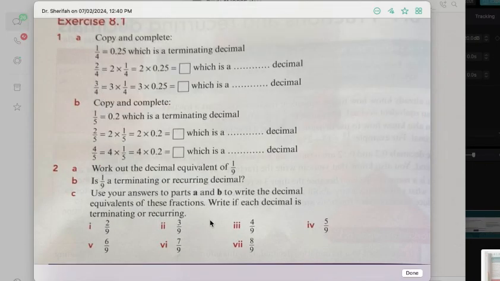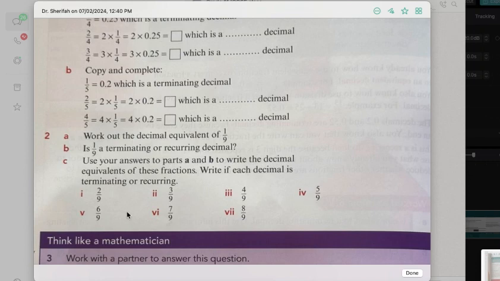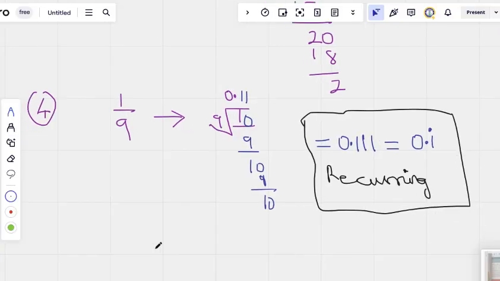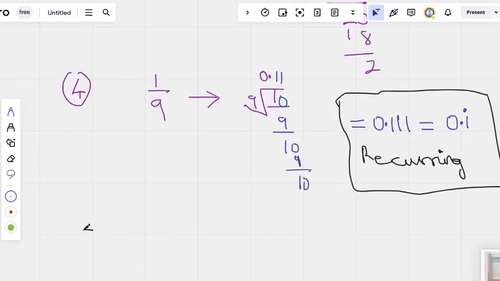Let's look at another example. Let's try 5/9. The rest you try yourself as students. Let's first find the decimal equivalent, and then find out whether it's a recurring or a terminating decimal. So we say 5 over 9.